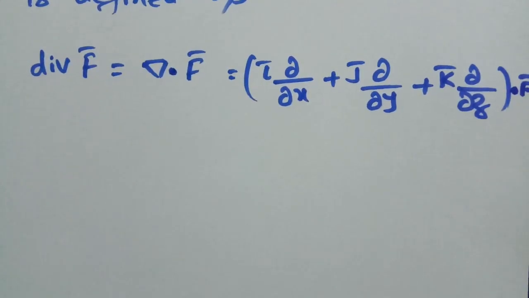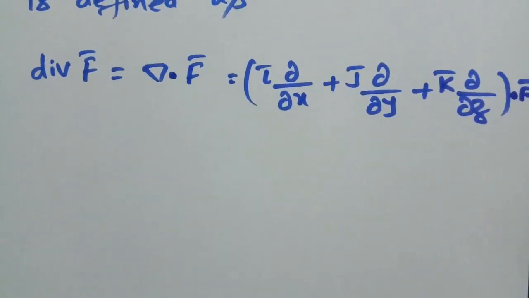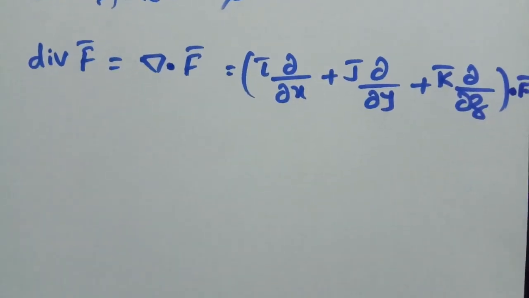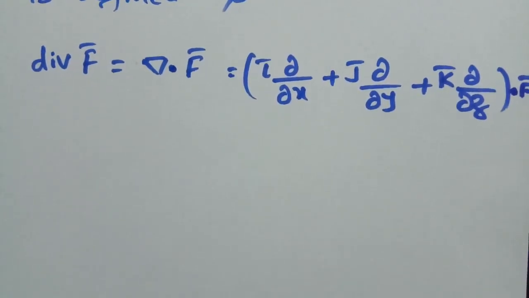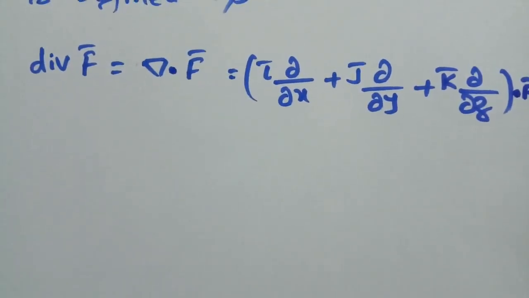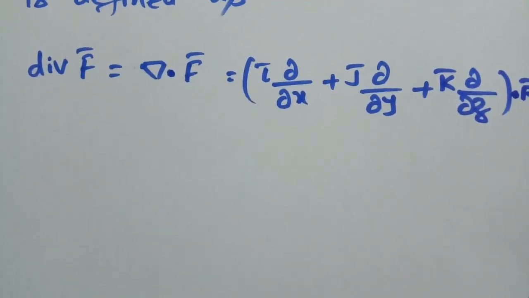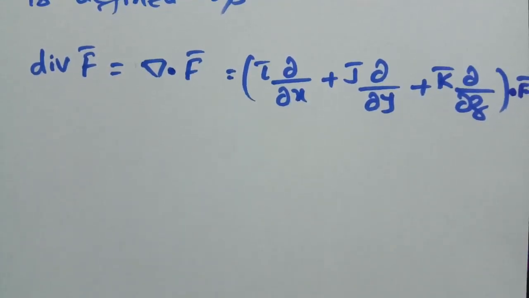So what will you find by the divergence of a vector point function? Divergence of a vector field is a measure of how much the vector field converges to or diverges from a point in volume. That is the divergence of a vector point function.